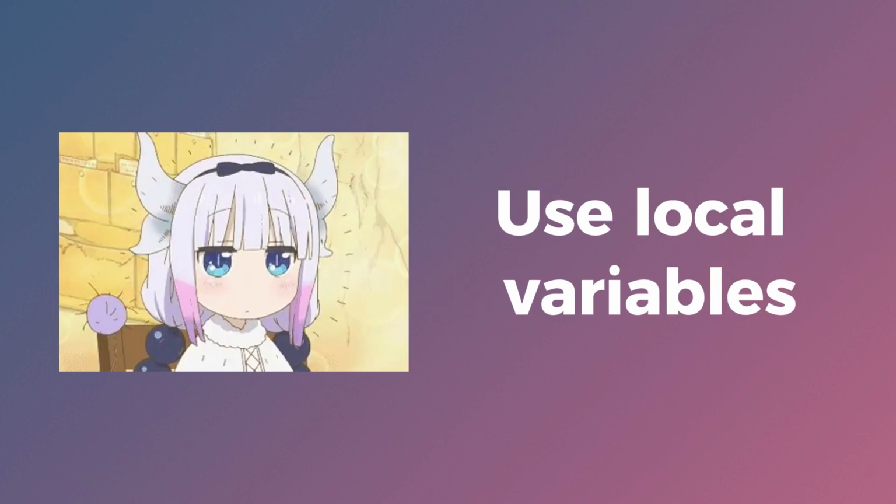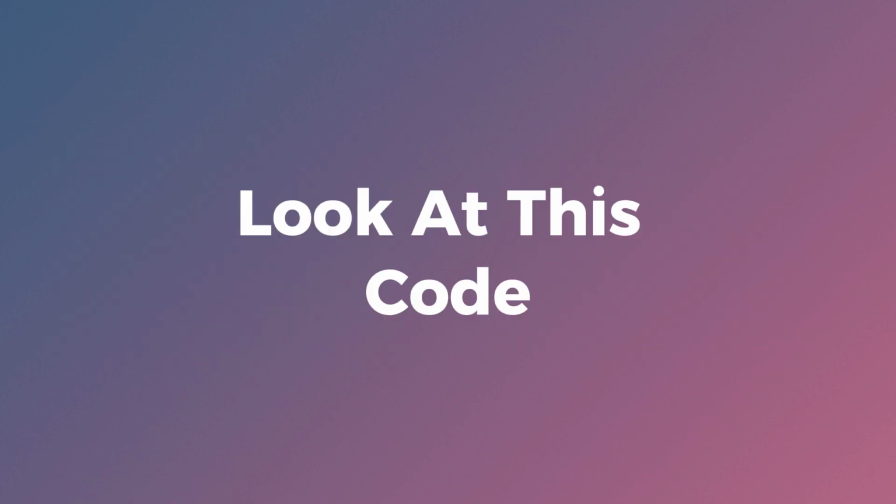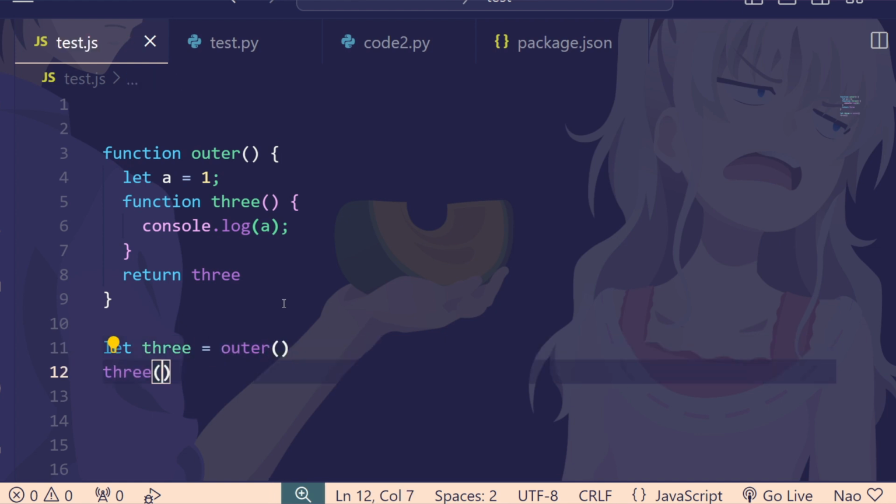In JavaScript, you can use variables in a closure even after a function is returned. Let me show you what I mean. This function is very similar to the one we just saw, but instead of calling the function 3 right away, we return it. When we call function 3 here, what do you think will happen? It works exactly like before.